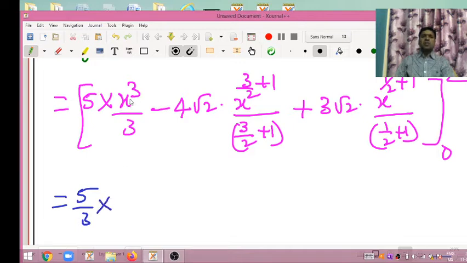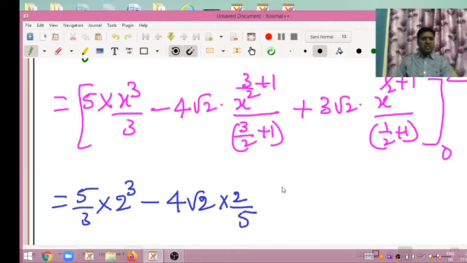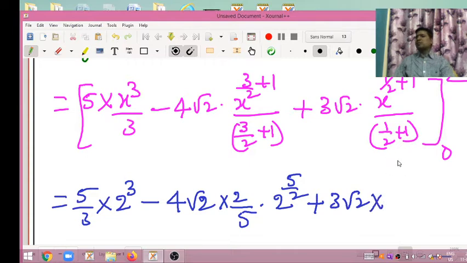Where x is there, in that place we want to apply. Here x cubed means 2 cubed will come. Again minus 4 root 2 into here 3 by 2 plus 1, how much? 2 and 2 plus 3, 5 by 2, into 2 means 2 by 5. I am writing 2 by 5 into, where x is there, in that place 2 to the power of 5 by 2, plus 3 root 2 into 1 by 2 plus 1. 2 and 2 plus 1, 3 by 2. That is 2 by 3 into upper limit 2 to the power of 3 by 2, my dear friends. So for all terms upper limit applied.